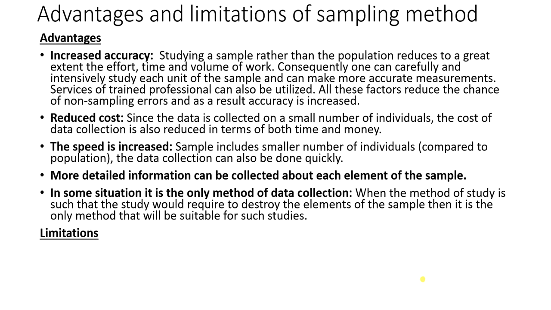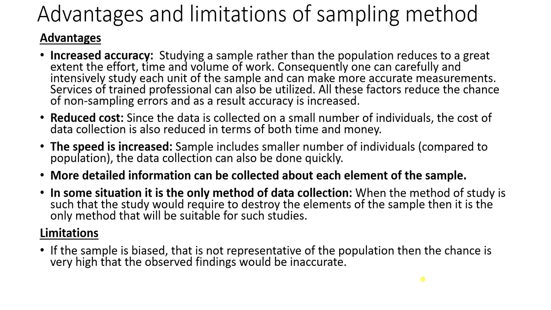Despite all these advantages, there are certain limitations too of the sampling method. If the sample is biased, and it is likely, depending on what technique we are using, then under that condition, the findings of the sample will not be an unbiased estimate of the population and will not represent the population characteristics. And thus, the chances are very high that the obtained findings on the sample will be less accurate or inaccurate.